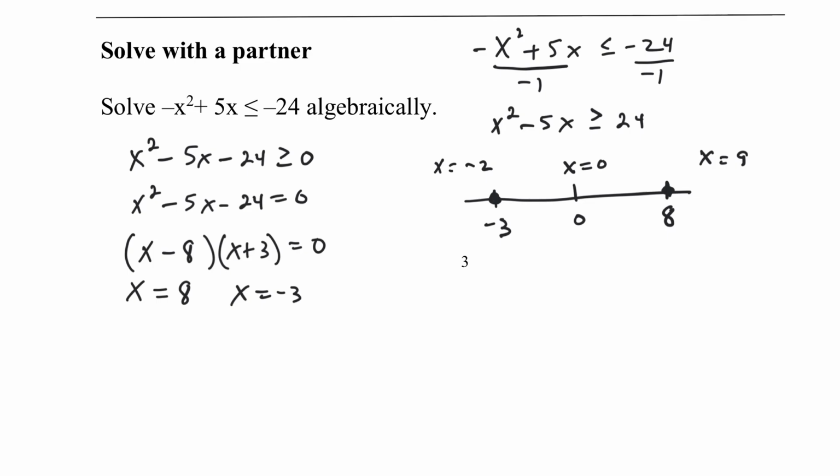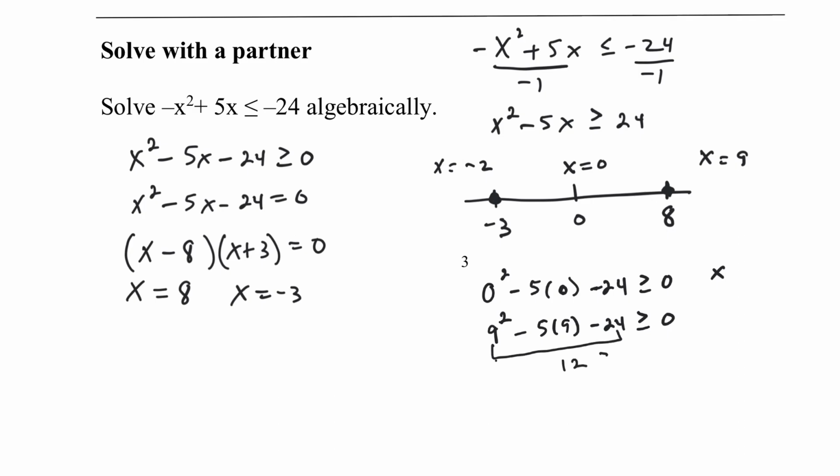So we're just going to substitute 0: 0 squared minus 5 times 0 minus 24, and that won't be greater than or equal to 0. So we know automatically that 0 lies between -3 and 8, and that's not going to work. Let's try 9: 9 squared minus 5 times 9 minus 24 greater than or equal to 0. If you evaluate the left side, you notice that 12 is greater than or equal to 0, so that's going to work. So you know that our answer will have to be larger than 8.